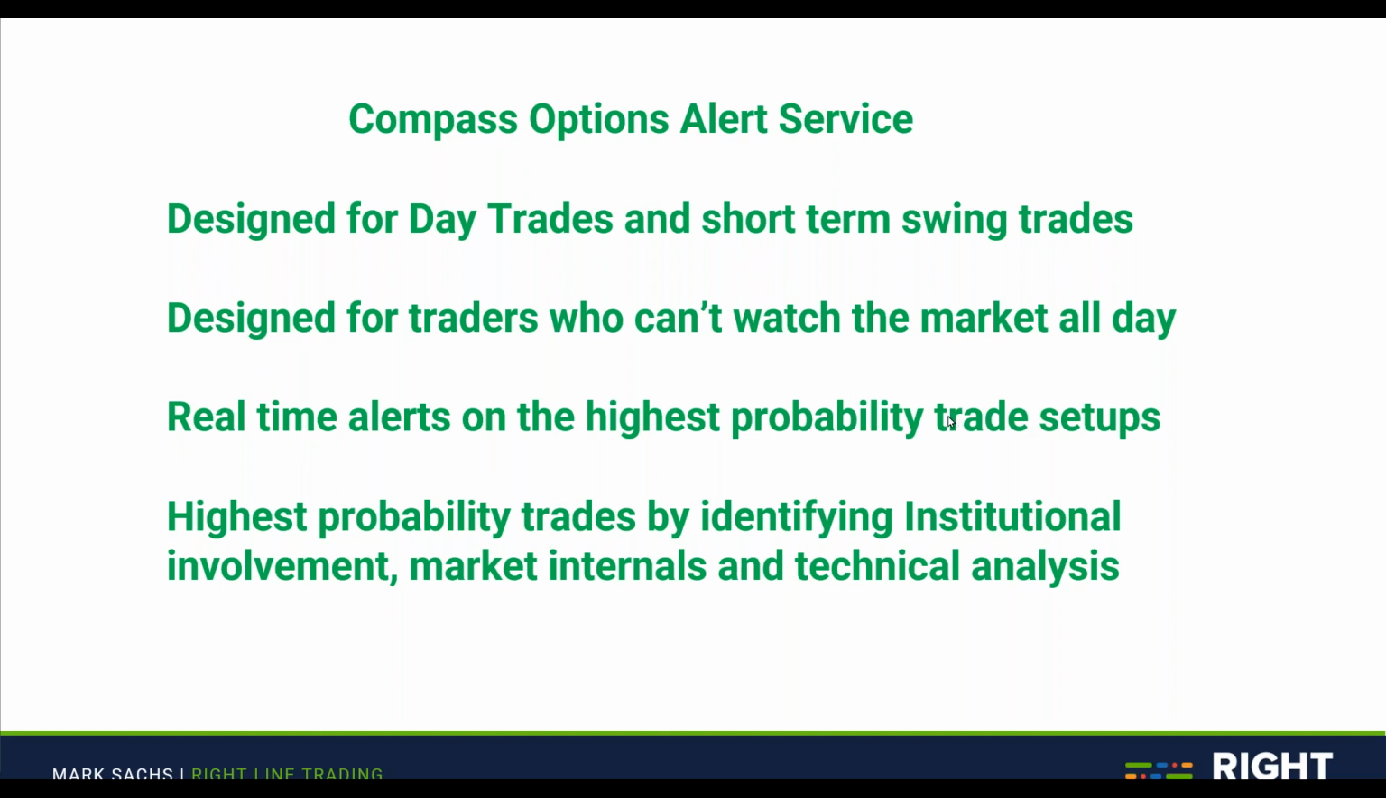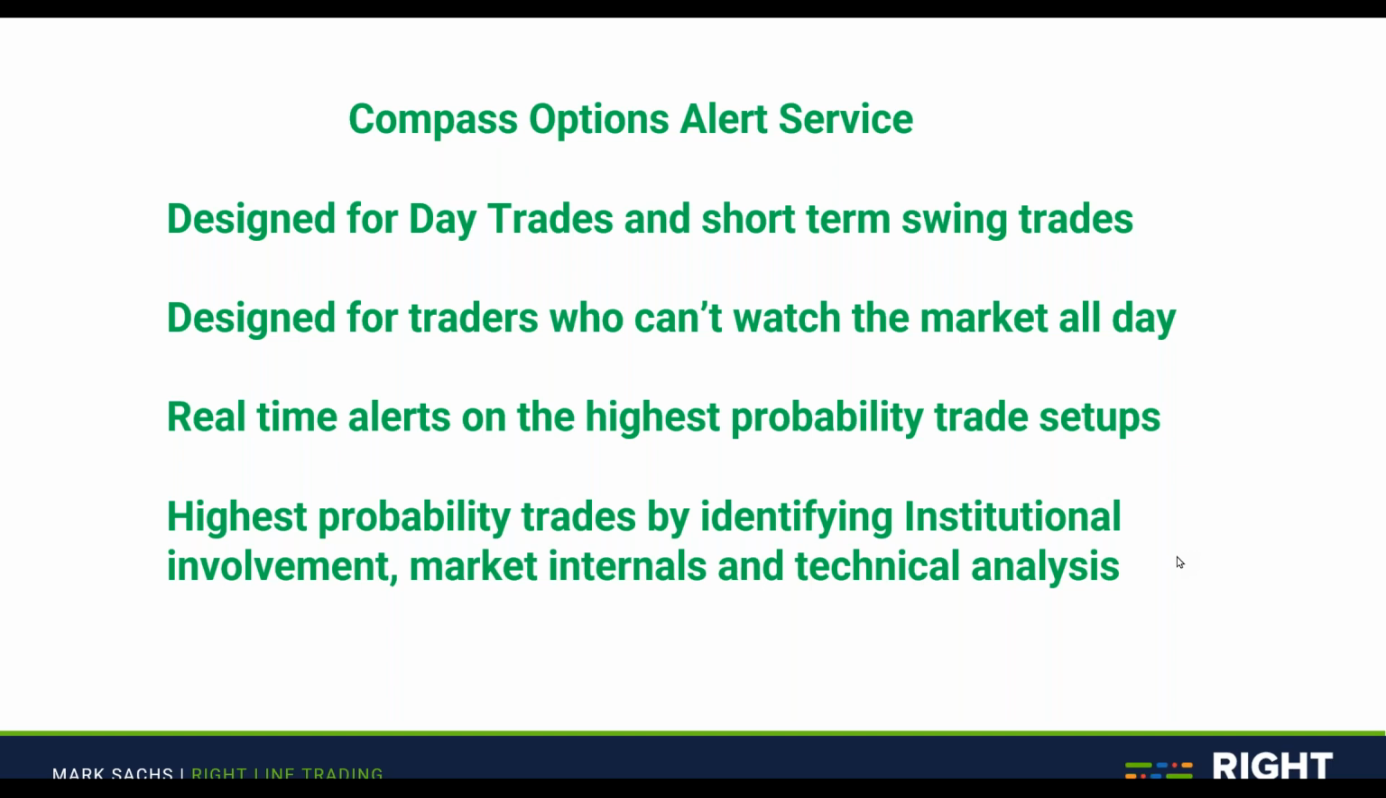What you're going to be seeing when you get a trade is a very high probability trade setup coming from the criteria that I'm going to show you in just a little bit. And how do we find the highest probability trade setups? Well, we do this by identifying institutional involvement. We talked about that earlier. We only want to be in trades when the institutions are in the trades. And market internals: if the market internals are in our favor, along with the Compass system and institutional trading, then we do technical analysis on the trades to find the best of the best.